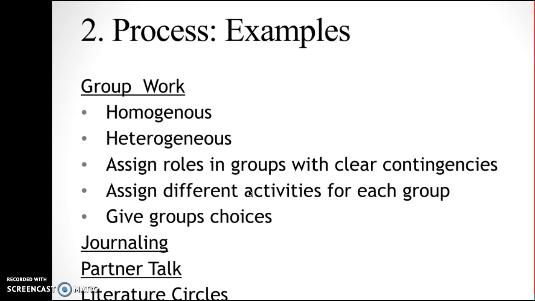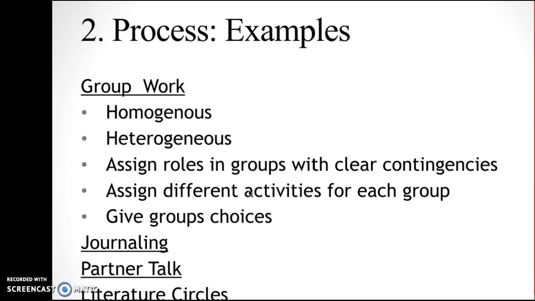And the fact that you're doing random selection means that every student is going to need to fully understand the problem. So that sets up a clear contingency for all of the students to pay attention and to truly make sure they understand the information. You can also assign different activities for each group, or you can give groups choices. Those are all ways to differentiate. So if you're going to use group work, that would be one example of differentiation, but you'd have to be very specific in how you're designing those groups.